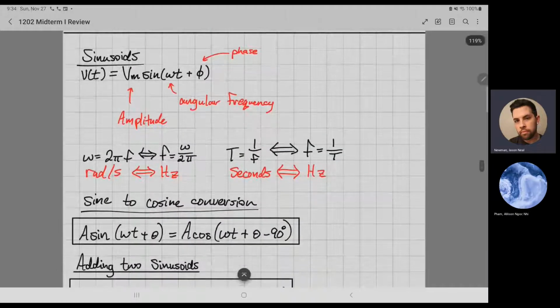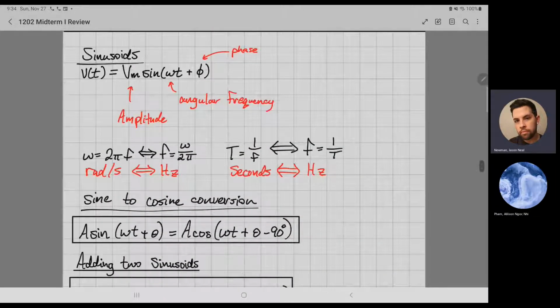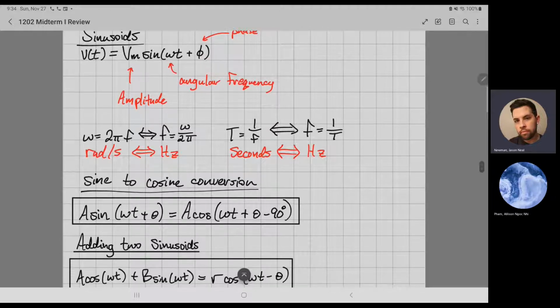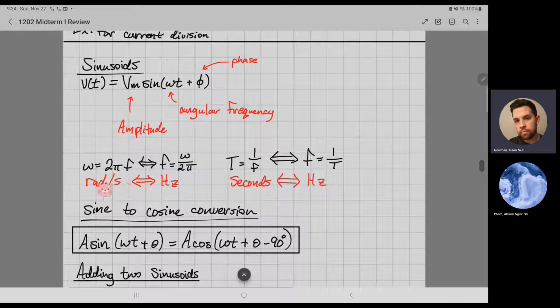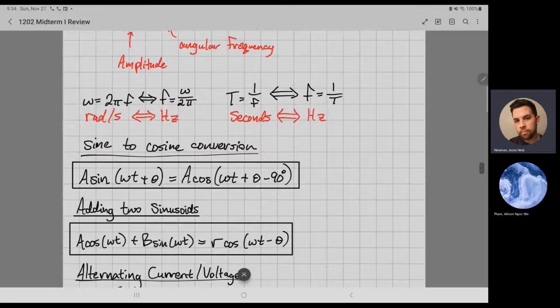Okay, so let's start here, I guess. Sinusoids, we know these by now. This is in the time domain. This Vm is the maximum amplitude, this omega is the angular frequency, and the phase is phi. Omega can be represented by 2 pi f, in radians per second, and to convert that to hertz, you would use frequency, which is omega over 2 pi. And here's the same thing for seconds to hertz, hertz to seconds.